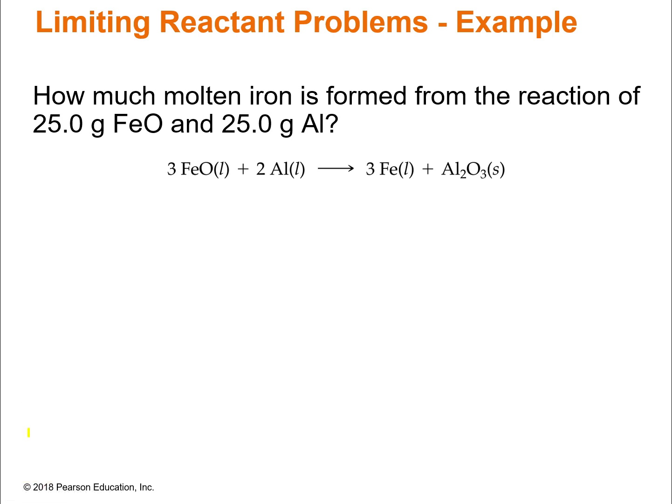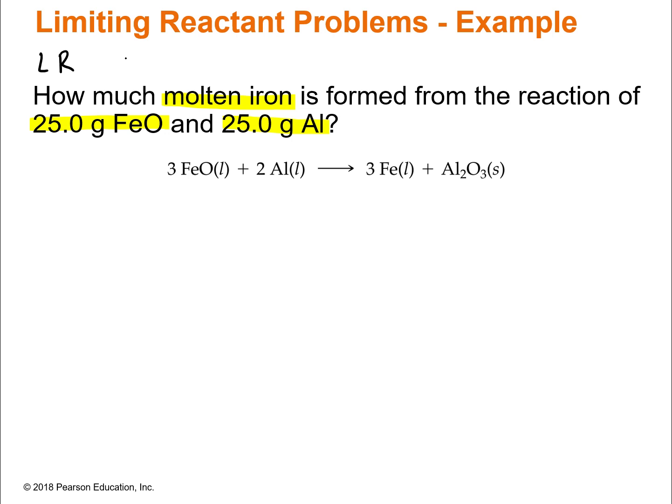How much molten iron is formed from the reaction of 25 grams of iron 2 oxide and 25 grams of aluminum? We're given 2 pieces of information. That means it's going to be a limiting reactant problem. We've got to figure out which one of these is going to make the least amount of product.